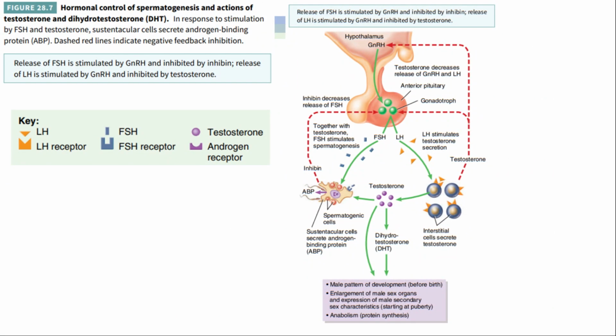I got this illustration from Tortora. Let's begin with the hypothalamus. The hypothalamus produces GnRH or gonadotropin releasing hormone. That hormone from the hypothalamus will reach the anterior pituitary, and if you remember your lessons from histology, the specific cells in the anterior pituitary that are stimulated by GnRH are the gonadotrophs.